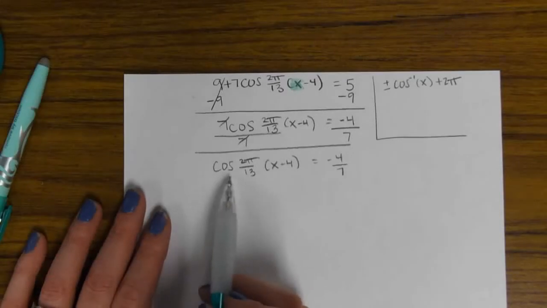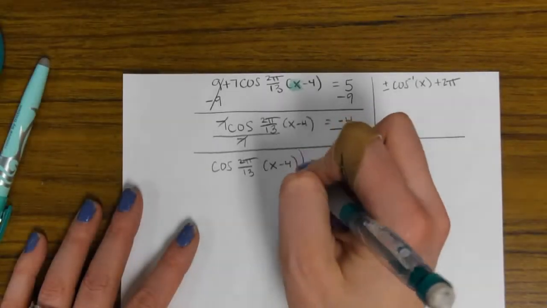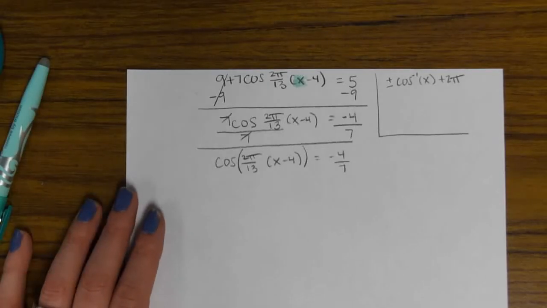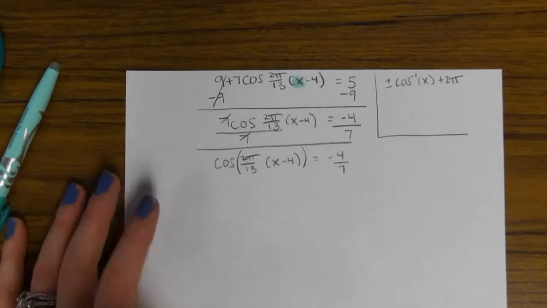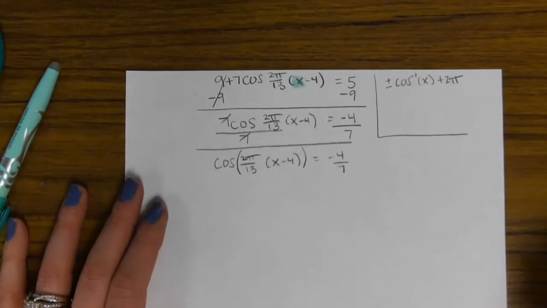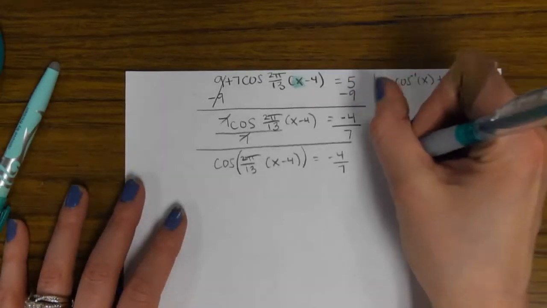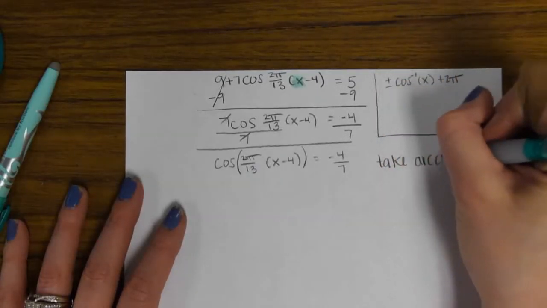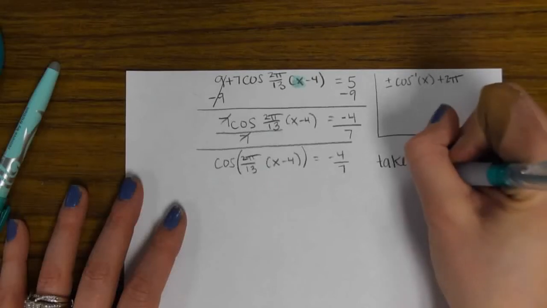At this point, we have our cosine that's isolated. Remember, both of these things are inside of the argument of cosine. And so you're not going to add 4, you're not going to divide. You have to get rid of that cosine first. So at this point is when you're going to take the arc cosine of both sides. So I'll start writing steps now. Take arc cosine of both sides.